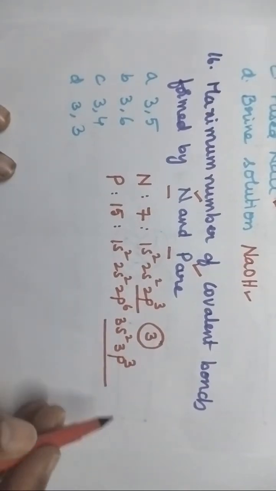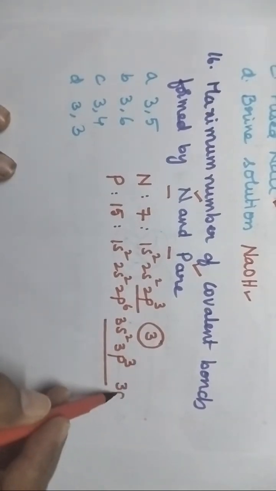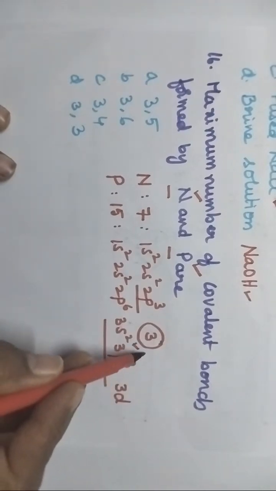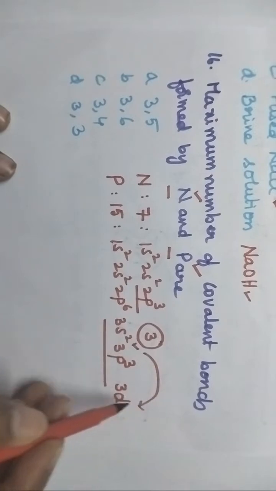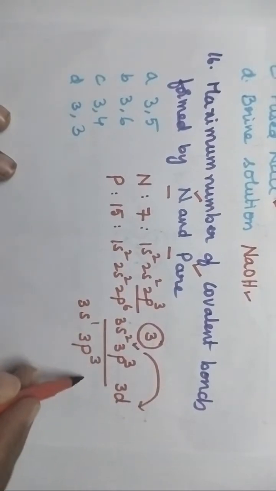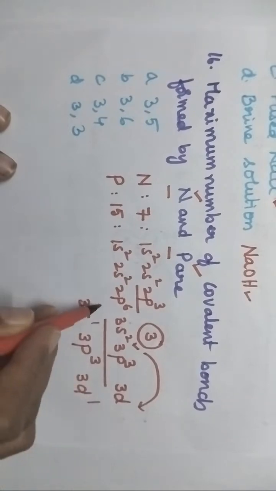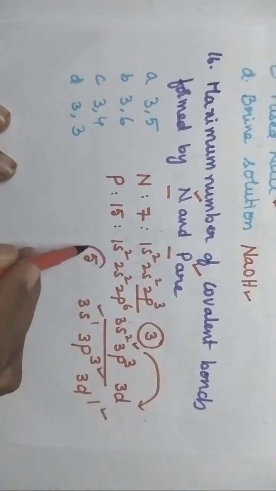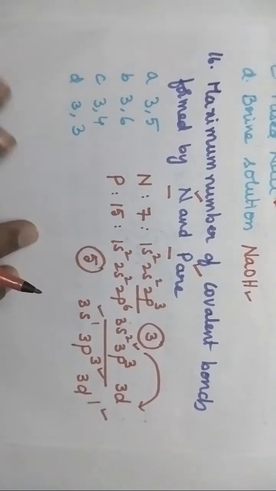It is the third orbit. There is a possibility for the 3d orbit. So, one electron will be promoted from 3s to the 3d. Then it becomes 3s1, 3p3, 3d1. So, at a time, it is possible to form 5 covalent bonds. Now, tell me what is your answer?